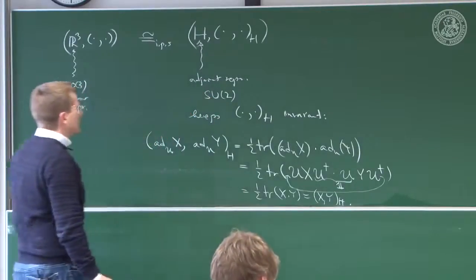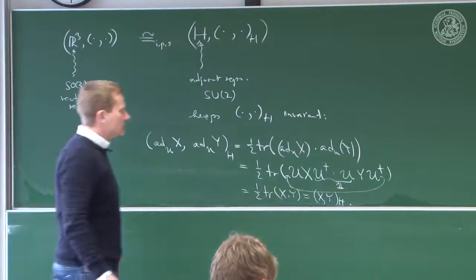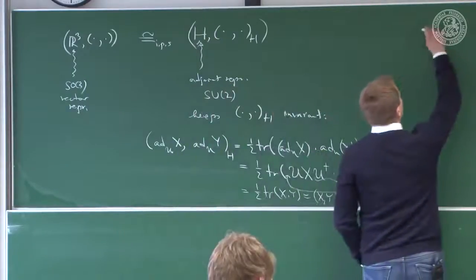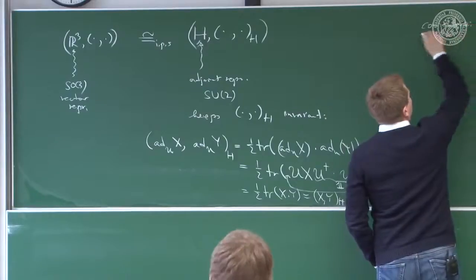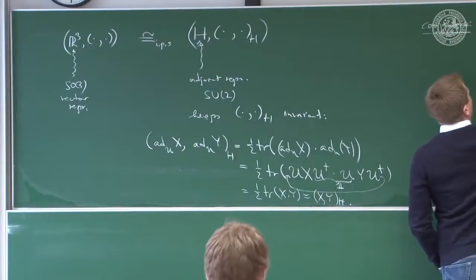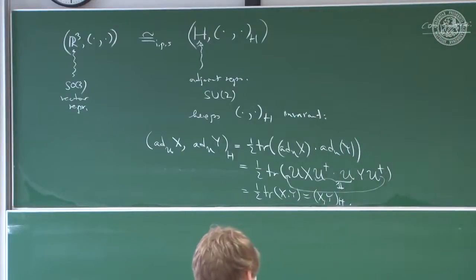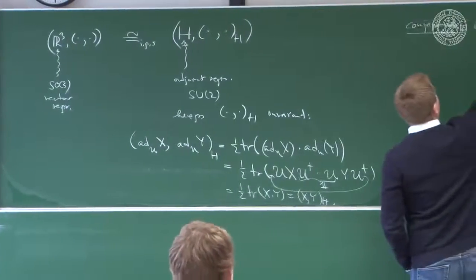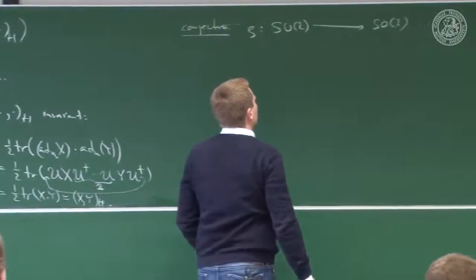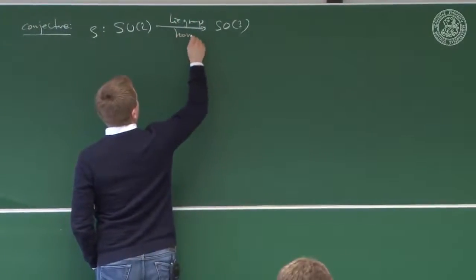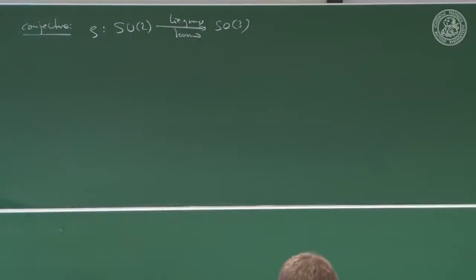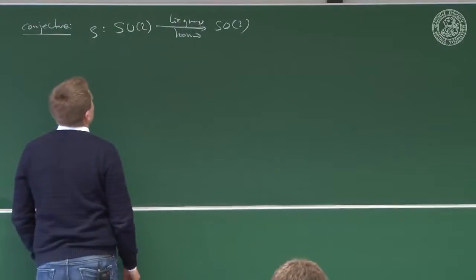Okay, so now we have all the elements together, and we can now dare to conjecture that we have a map from SU2 down to SO3. Let's call this map rho. That's a Lie group homomorphism.